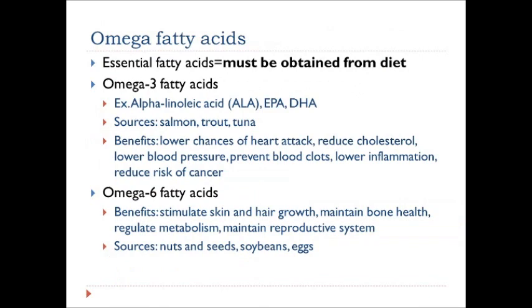Alright, so let's talk about omega fatty acids. There are some essential fatty acids that you need, and they have to be obtained from the diet. These are our omega-3s and our omega-6s. Omega-3 fatty acids, some examples are alpha-linolenic acid, ALA, EPA, and DHA. Good sources of those: salmon, trout, tuna. If you don't like seafood, you can take fish oil supplements, and it'll do the same trick. Won't give you quite as much protein as eating the fish will, but it will still get you those essential fatty acids.